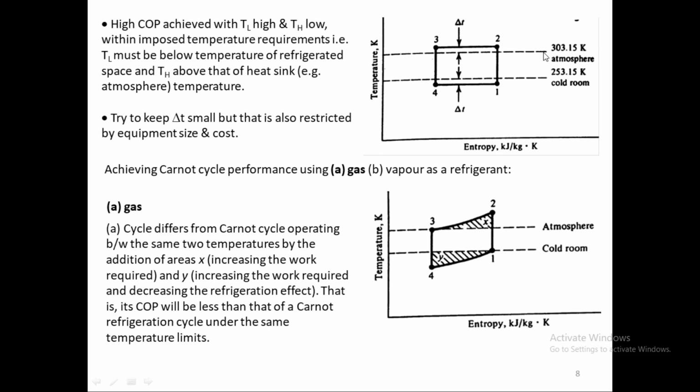High COP, our two temperature limits, one is the cold room, one is the atmosphere, 253.15 and 303. These are the two temperature limits that we want to operate. But in order to have a heat transfer, we need a temperature difference. So we have to go slightly higher on the high temperature side and slightly lower on the low temperature side, so that we can have a heat transfer. Otherwise there will be no heat transfer, but that is also restricted by equipment size and cost.